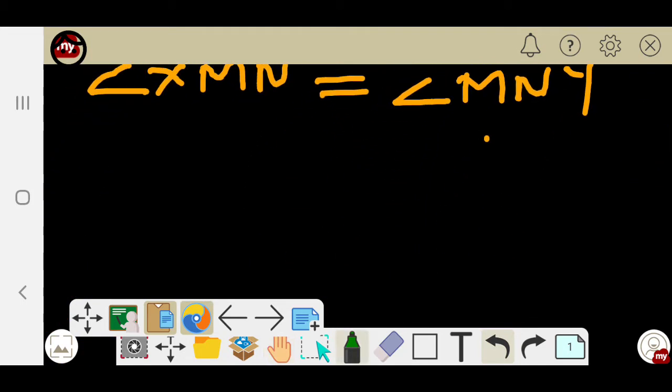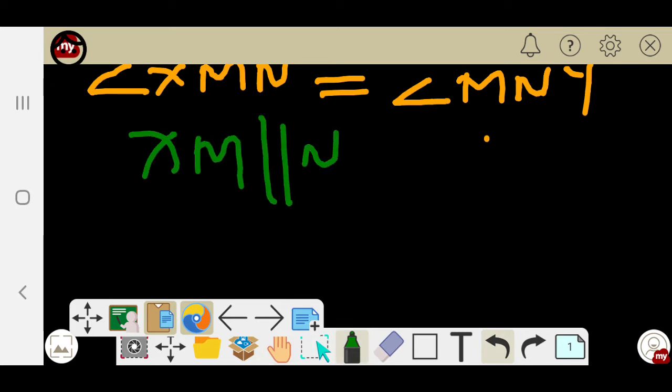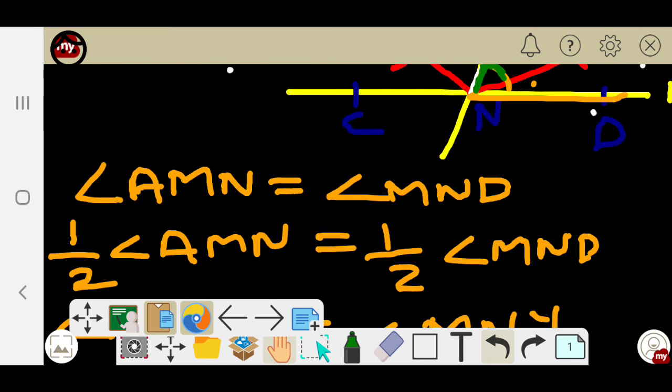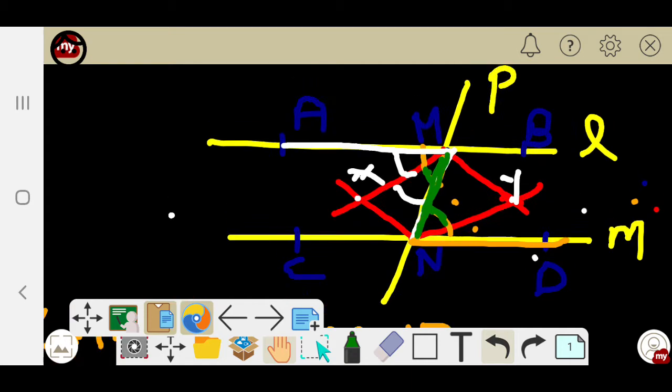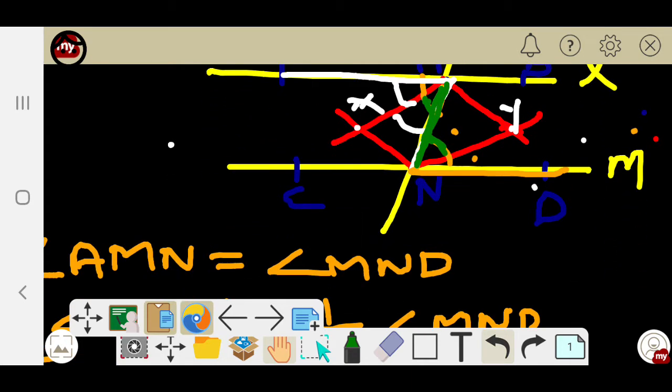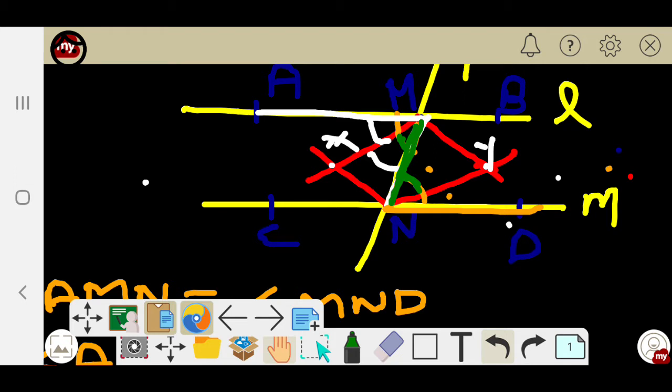Now we got XM parallel to NY. Next, now we proved that XM is parallel to NY. Similarly, if we consider the other two angles, that means angle BMN and angle MNC, in the same way we can prove that MY is parallel to XN.